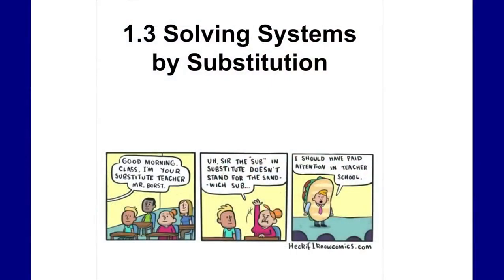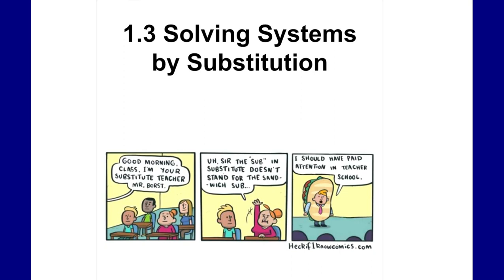In today's lesson, we are going to be looking at solving systems by substitution. So this is a continuation of our linear systems unit. And previously we've looked at how to solve a linear system by graphing. Now that's easy, or that's nice, depending on what type of equation we're given.